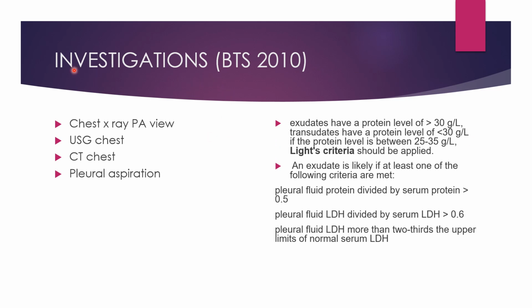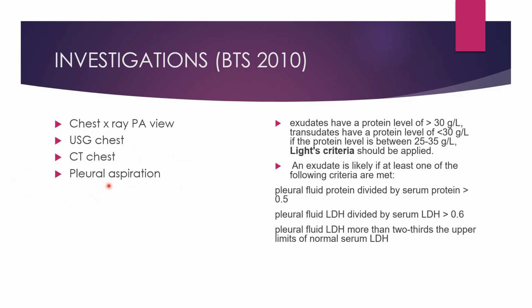So coming to the investigations, the BTS 2010 advises patients to get a chest X-ray PA view, which is very easy to look at and diagnose pleural effusion. There will be loss of the costophrenic angle or the contour of the angle. And ultrasonography of the chest is mainly done to see if there are any septations or if there is need for pleural aspiration. Under ultrasound guidance, we can do that pleural aspiration.